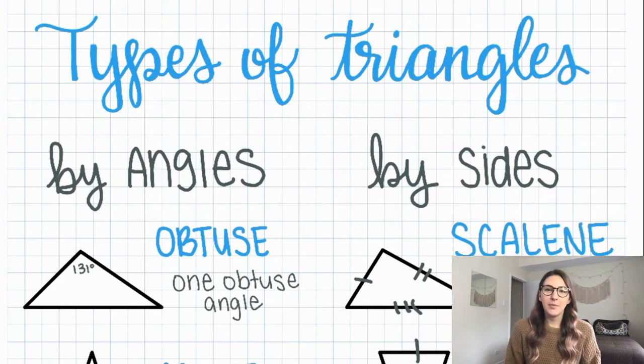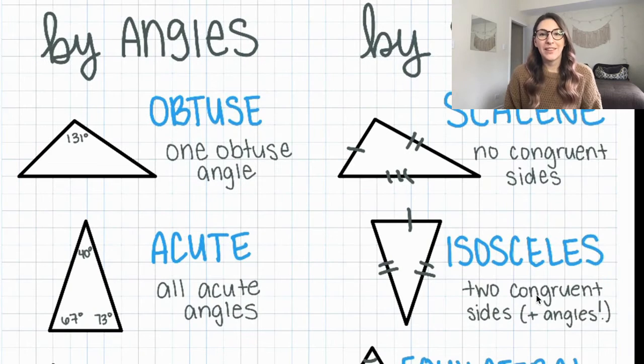Today's topic is types of triangles. So classifying triangles by their angles and by their sides. Right, let's get right into it. Let's start by talking about how to classify a triangle by its angles. So that would mean we're focusing only on the characteristics of the angles of a specific triangle.